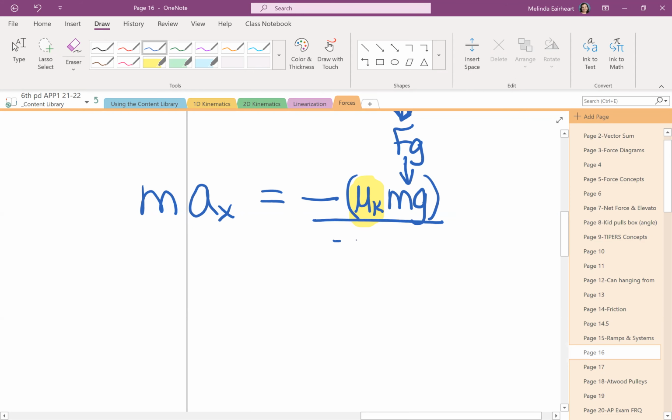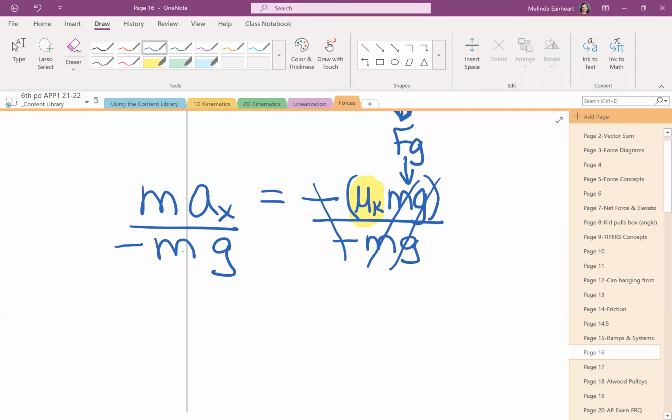Divide, and I'm going to divide out that negative. And notice it cancels on the right. And what happens to mass on the left-hand side? Whatever it is, it cancels on the other side. And so what that means is, conceptually, this is independent of the mass. Mass on the left, mass on the right, as long as it's all the same mass, it'll cancel out.